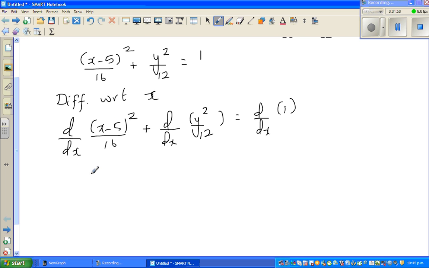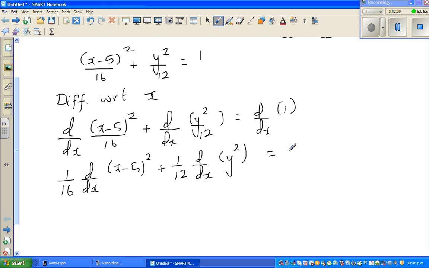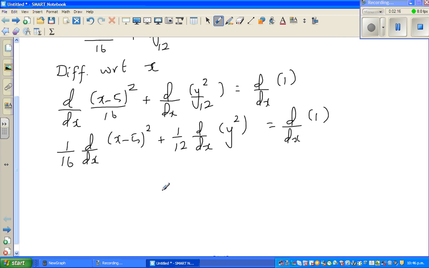So I can take 1/16 out: 1/16 of d by dx of (x - 5)². I can take the 1/12 out: 1/12 of d by dx of y², equal to d by dx of 1. I'm writing more steps so that you understand. In books, they directly give you the answer and you don't understand how they got it.